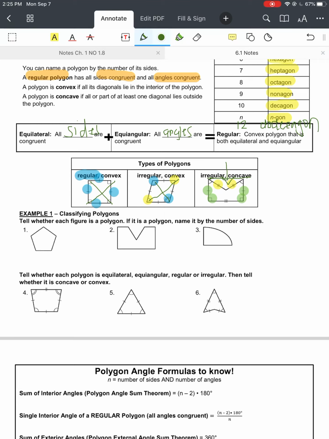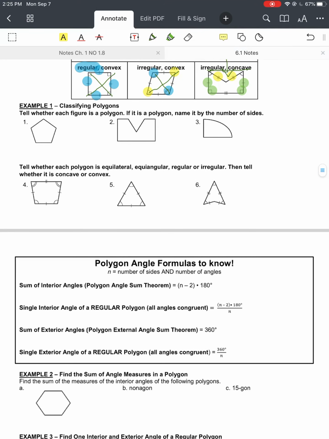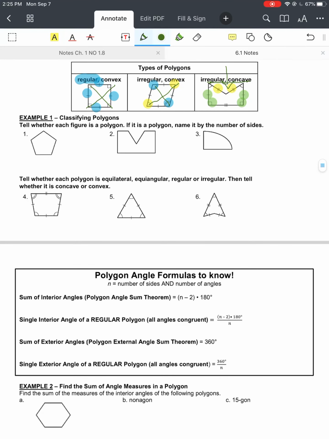So it is concave. So example 1 here, tell whether each is a polygon. If it is, name it by its number of sides. So number 1, is it a polygon? I see all line segments intersecting at vertices. It's a polygon, so how many sides does it have? I count 5, so yes, it is a polygon, and it's a pentagon. 5 sides is a pentagon, just like the building in Washington, D.C.